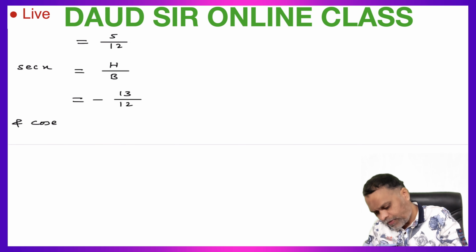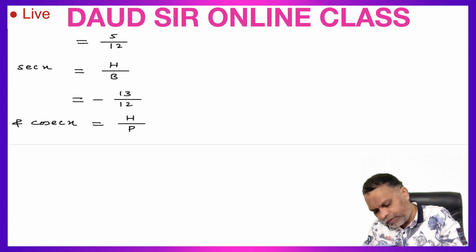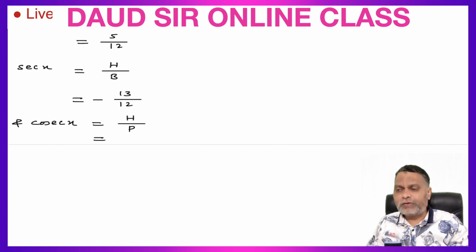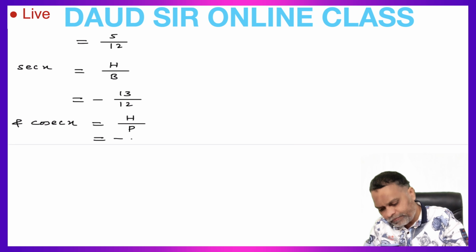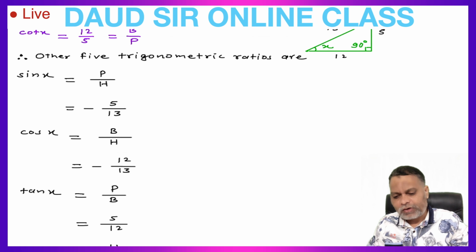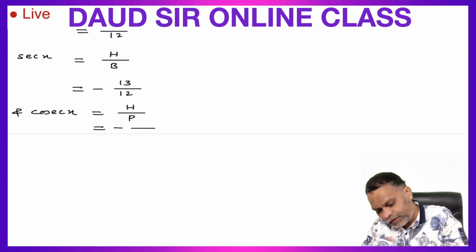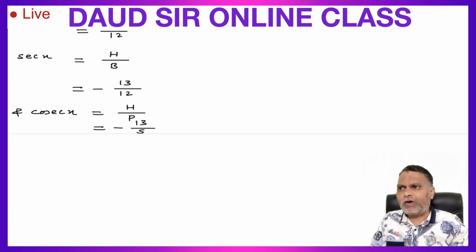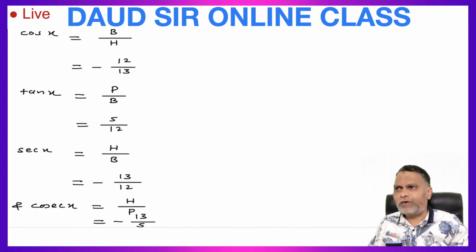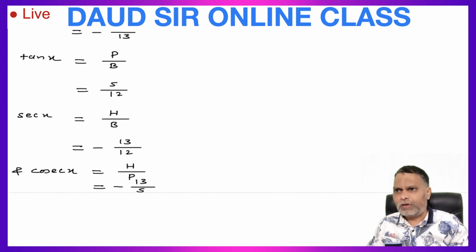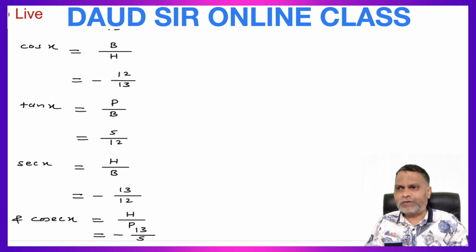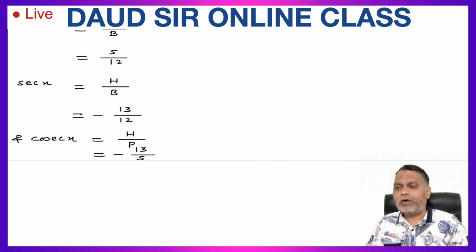cosec x. Cosec x is equal to hypotenuse upon perpendicular. This cosec x is negative in the third quadrant. So first of all put the minus sign and write the value of hypotenuse and perpendicular. Hypotenuse is 13 and perpendicular 5. So 13 upon 5. So the value of cosec x is minus 13 upon 5. In this way we can write the values of the other 5 trigonometrical ratios by using the quadrant sign. Here it is very important to know which trigonometrical ratios are positive and negative in the third quadrant.